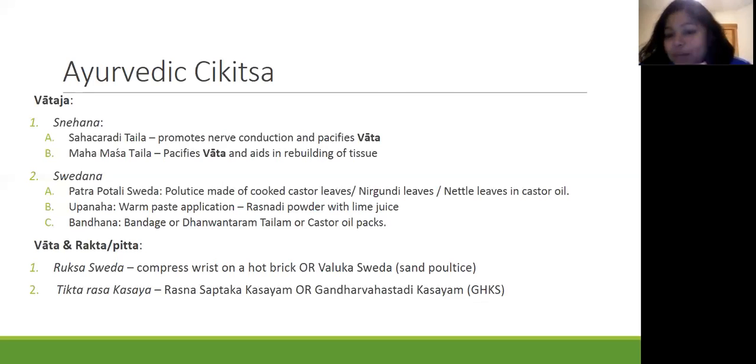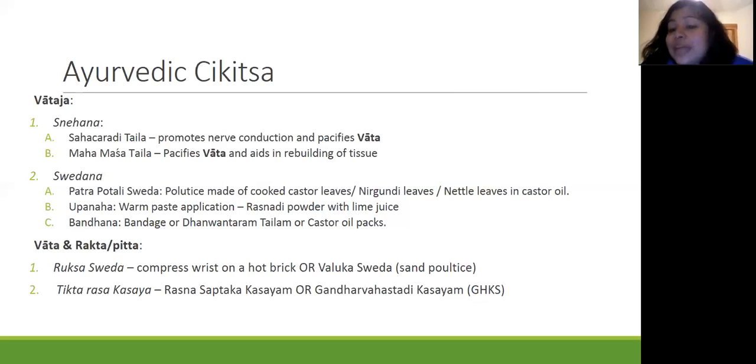Or if you don't have that, Nirgundi, which is the Vitex Nirgundo. In certain areas, again, mostly in the southern part of the US, it does actually grow quite wild. So if you have that, you can use that. If you have access to Calotropis, which is Arka, it was there on the list of herbs that can be used. If you get fresh leaves of that, then cook that in castor oil.